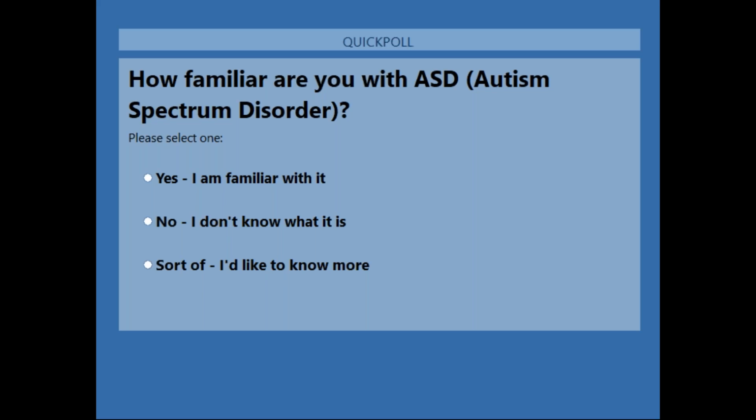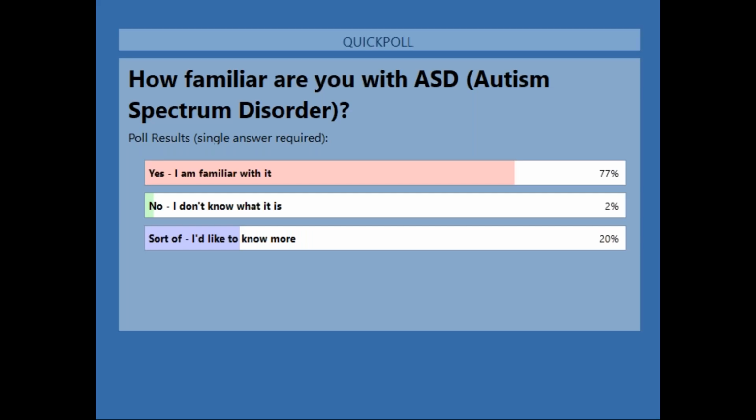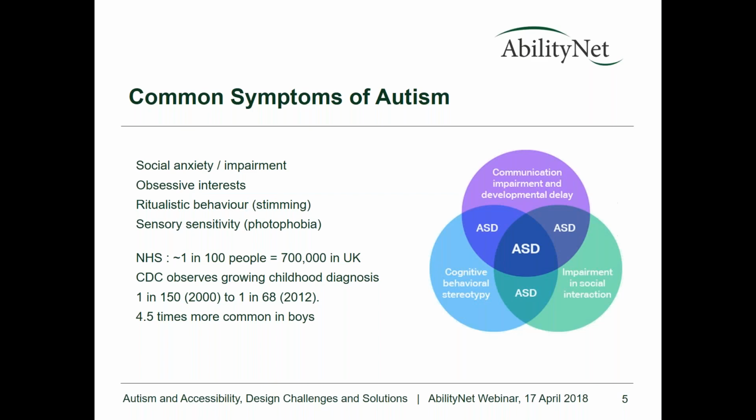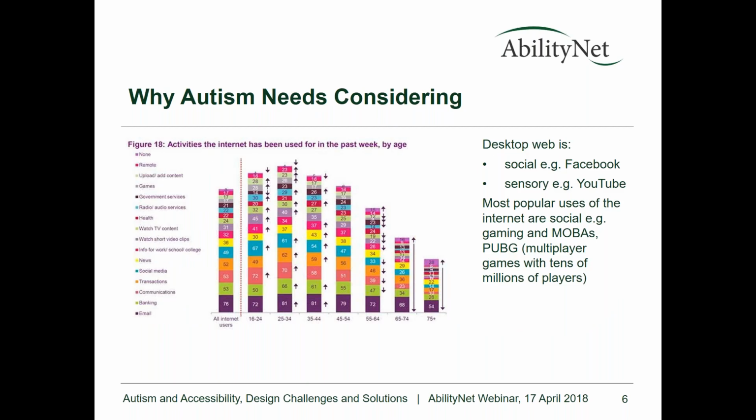But just to show you very briefly, 77% of people have said they're familiar with it. So that people will have some understanding of what we're talking about. Great. Okay, so the thing that I often have to think about is why autism needs considering.